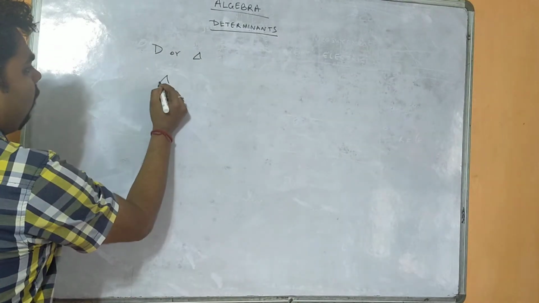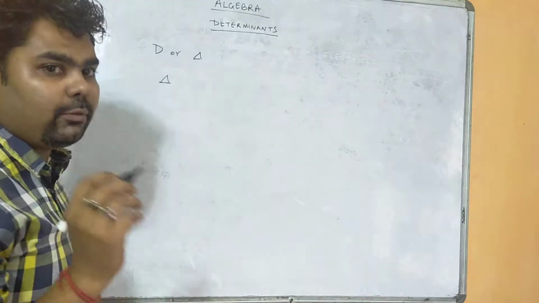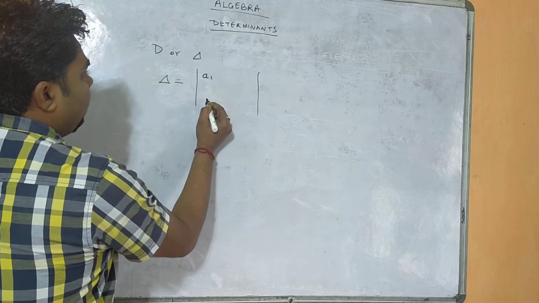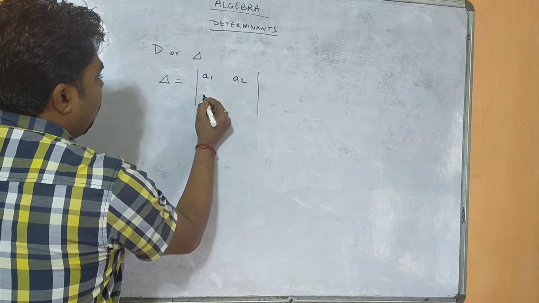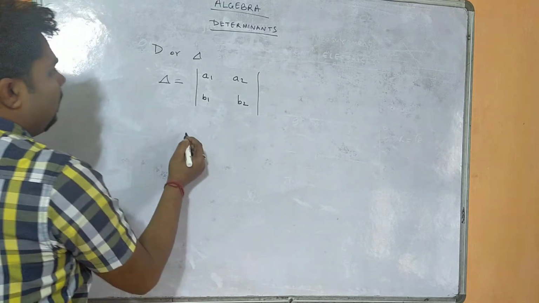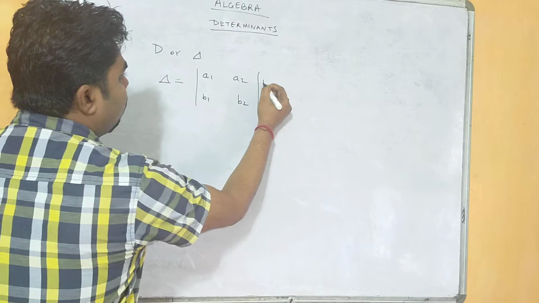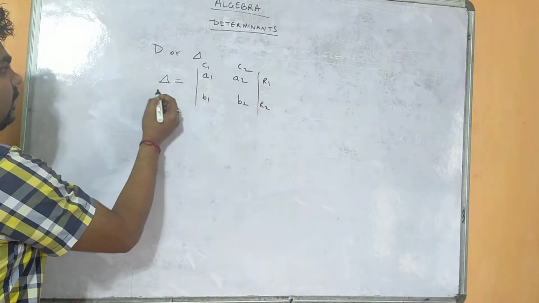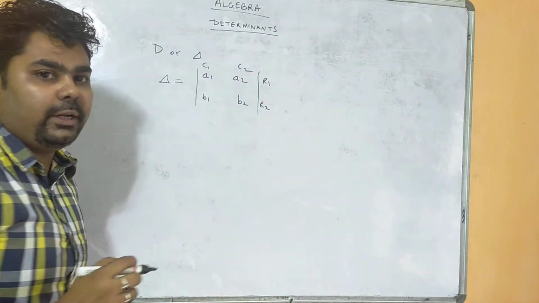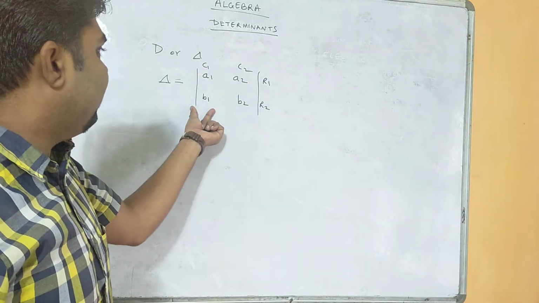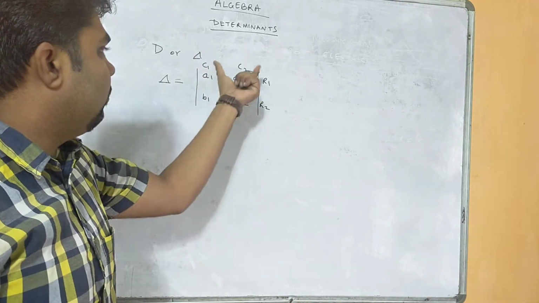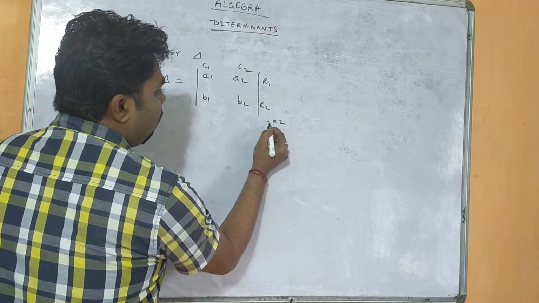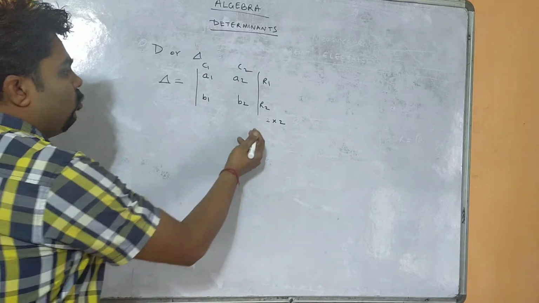Now a determinant can be of second order, or it can be of third order. When I say second order, it has two rows, that means A1, A2, B1, B2. How many rows does it have? Two rows. This is row 1, this is row 2, this is column 1, this is column 2. So second order means two rows and two columns, that means 2 by 2. Order is generally written as 2 cross 2, where 2 stands for rows and 2 stands for columns.